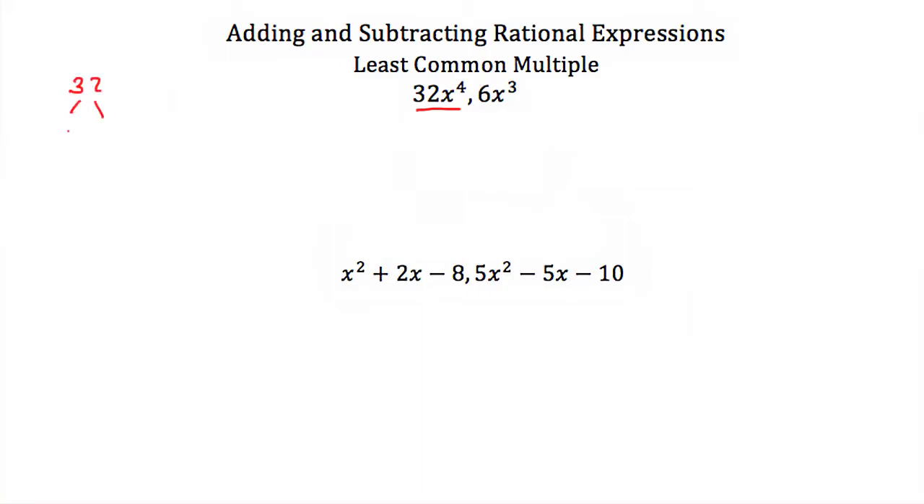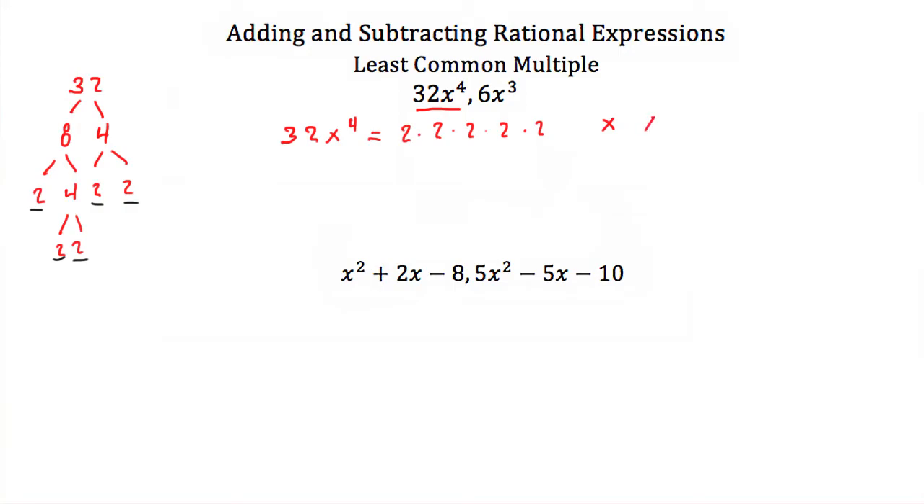32 can be factored into 8 times 4, and 8 can be factored into 2 times 4. This 4 can be factored into 2 times 2, and this other 4 can be factored into 2 times 2. So my factors of 32 are 2 times 2 times 2 times 2 times 2, or 5 2's multiplied together. So 32x to the fourth then, its factors are 5 2's multiplied together. We have an x to the fourth, so that's 4 x's multiplied together.